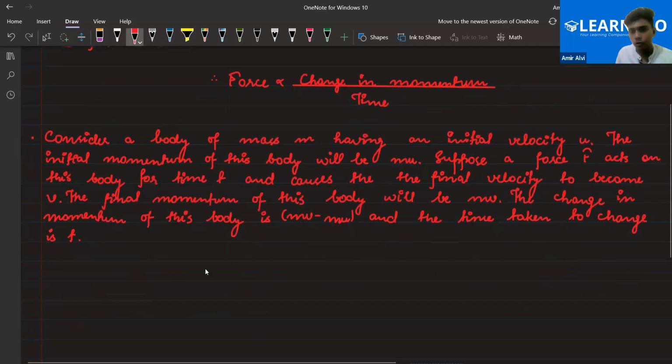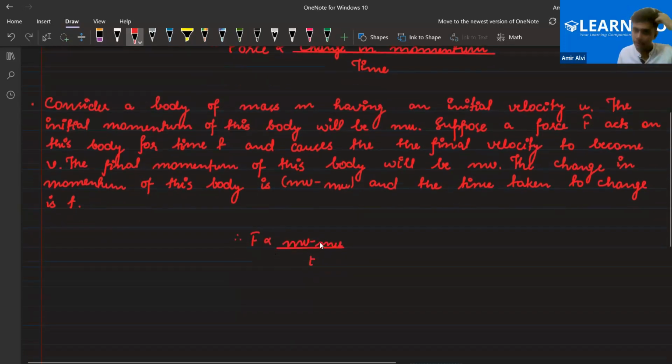Now, according to the second law of motion, force is directly proportional to the change in momentum divided by time. As you can see, mass is common in both quantities. So what I will do is take the force and write it as mass times V minus U divided by T.